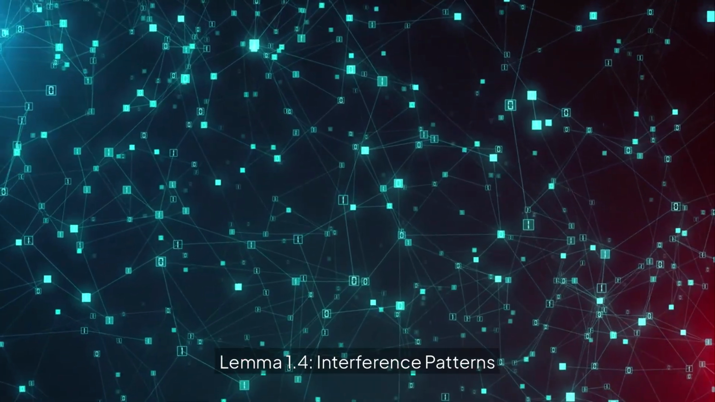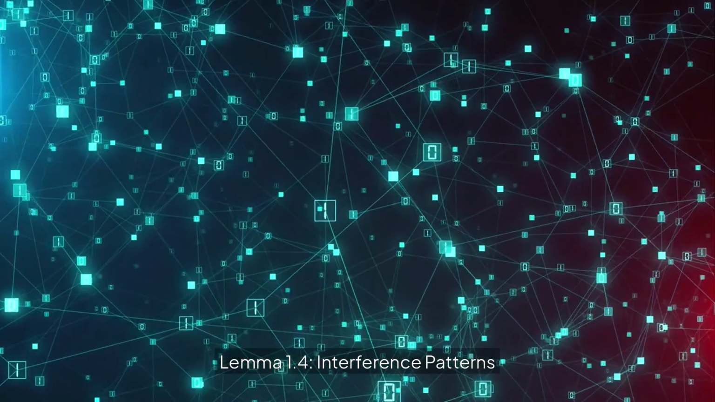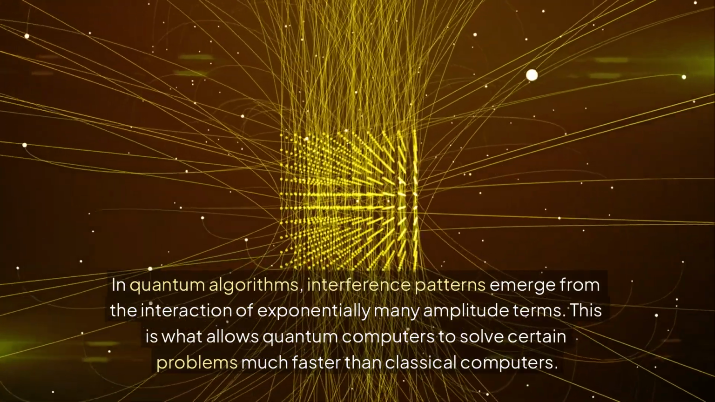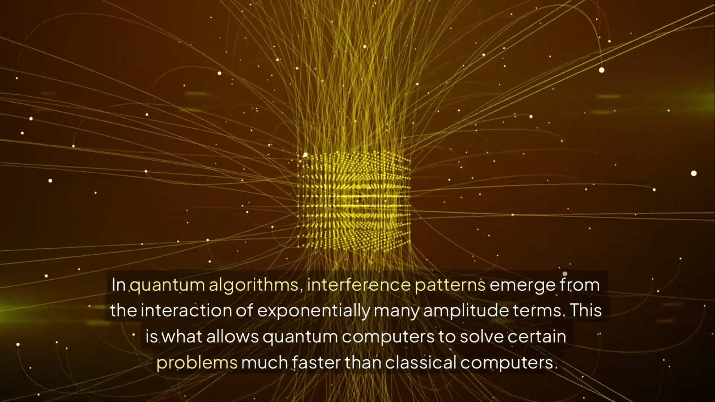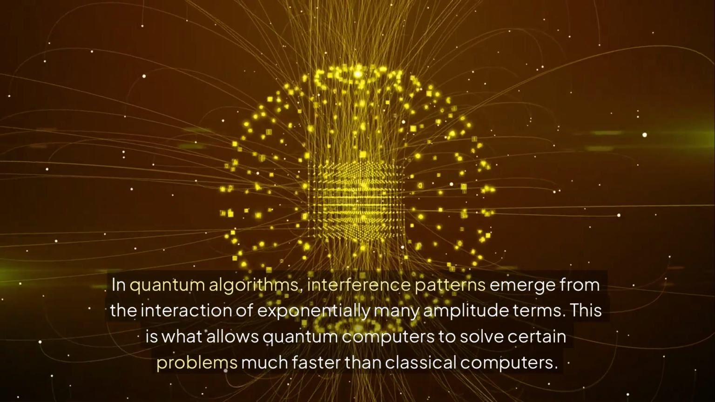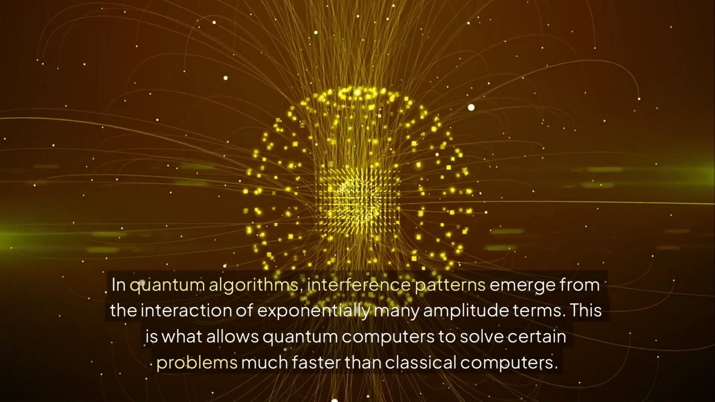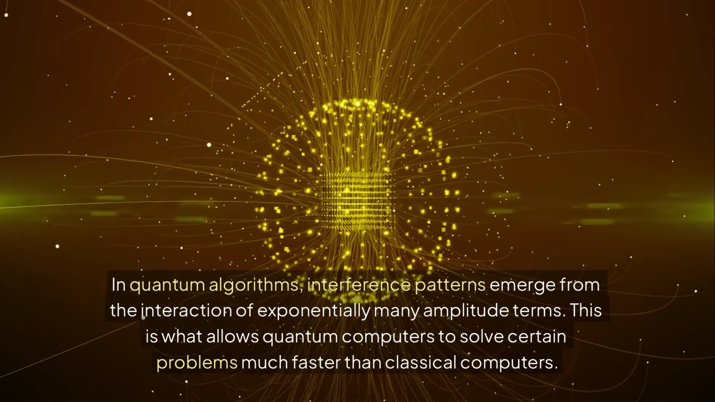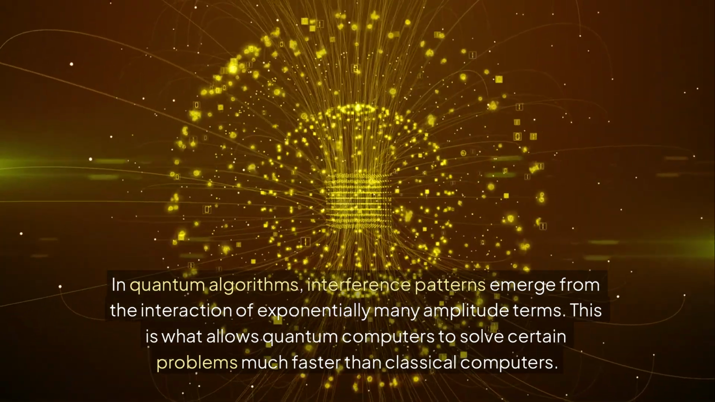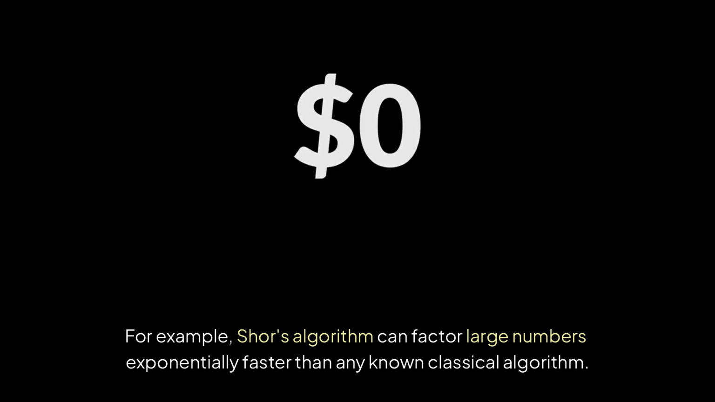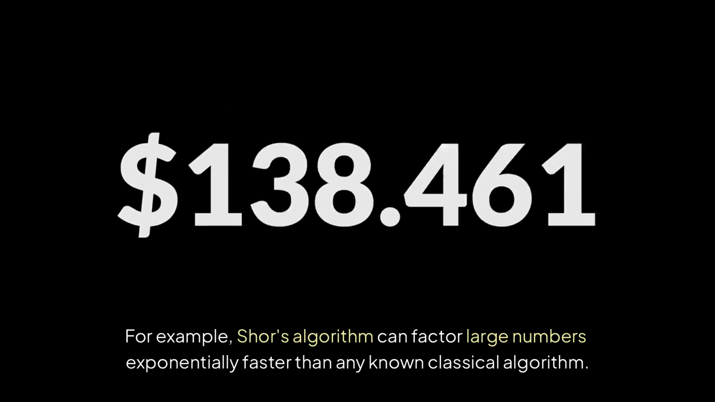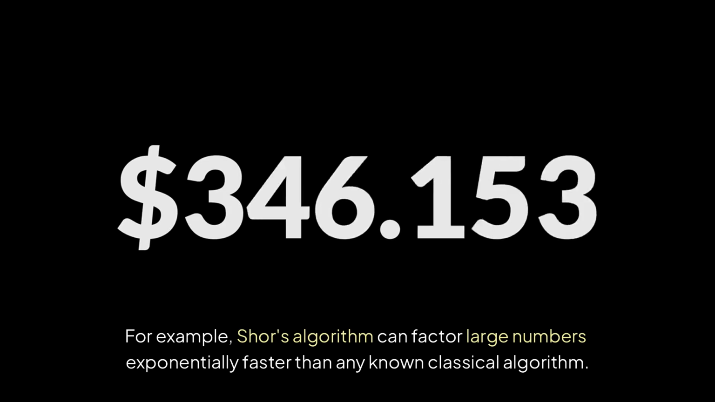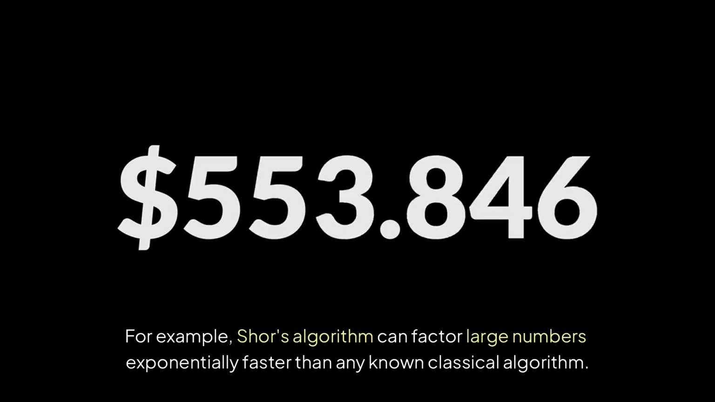Lemma 1.4. Interference patterns. In quantum algorithms, interference patterns emerge from the interaction of exponentially many amplitude terms. This is what allows quantum computers to solve certain problems much faster than classical computers. For example, Shor's algorithm can factor large numbers exponentially faster than any known classical algorithm.